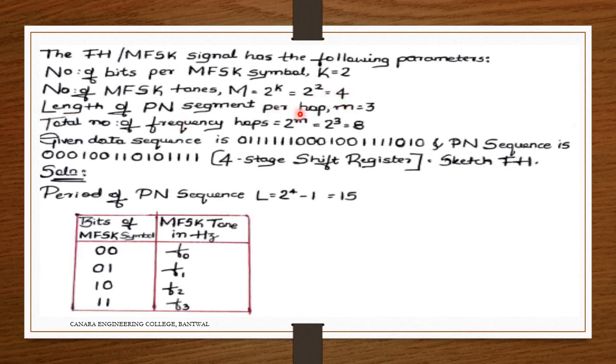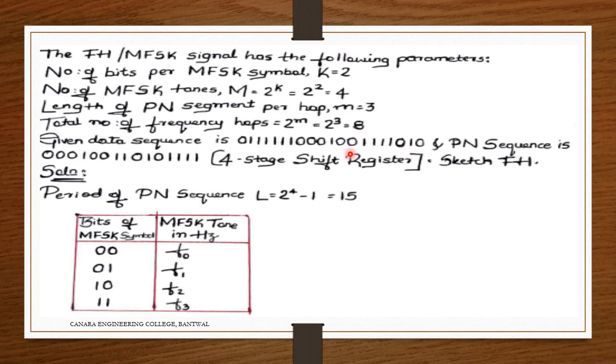Length of the PN segment per hop is equal to m, which is equal to 3. Total number of frequency hops is equal to 2 to the power of m, that is 2 to the power of 3, which is 8. So 8 hops will be there. We'll go through the details one by one. The given data sequence is 0 1 1 1 1 1 1 0 0 0 1 0 0 1 1 1 1 0 1 0.